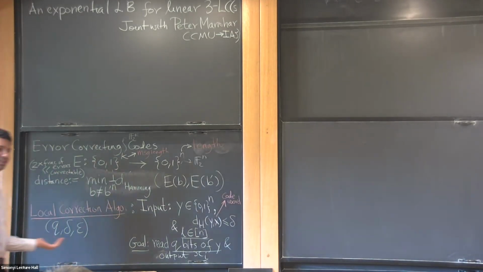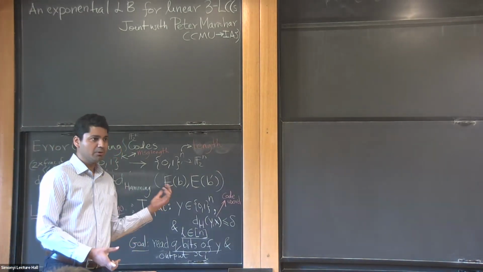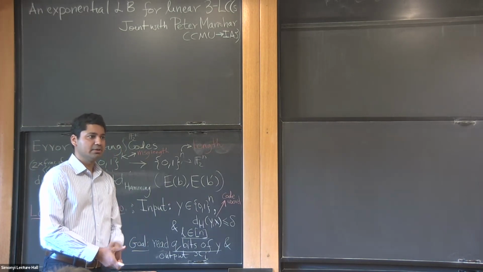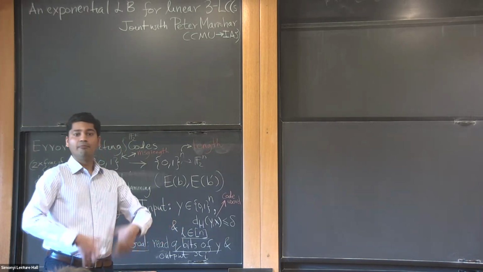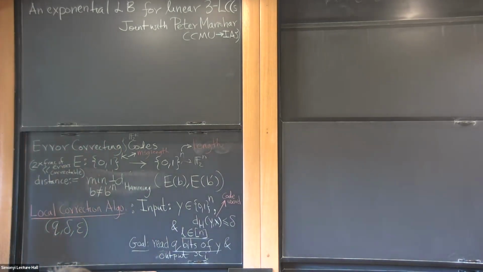So the obvious question is, are there codes that admit local correction algorithms like this? You can see, this is what I promised. It's a very, very simple, very, very local correction procedure. I'm asking a lot from the code itself. So the question is, are there such codes, right?